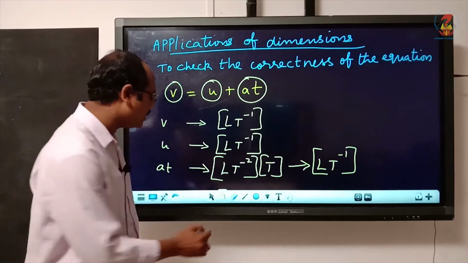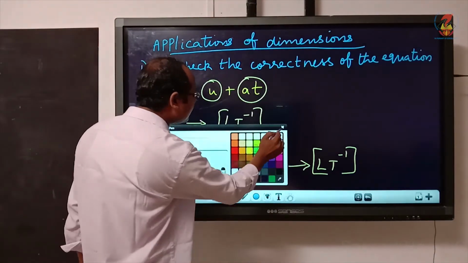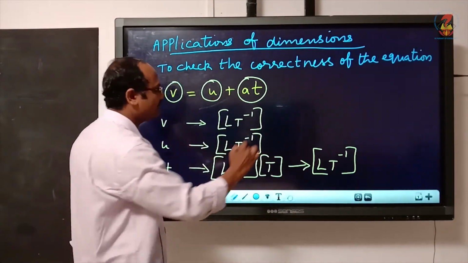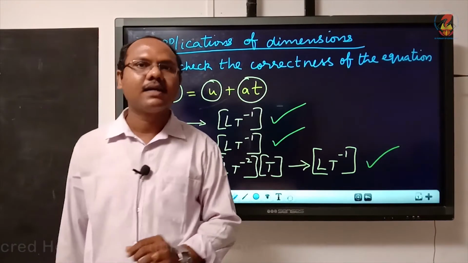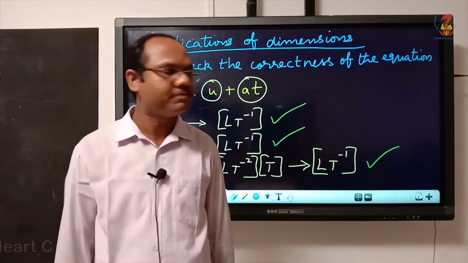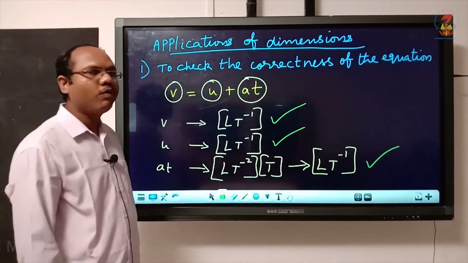So just see, I am taking each term. Dimension of first term, LT^-1. Dimension of second term, LT^-1. Dimension of third term, LT^-1. So you can say the equation is dimensionally correct. Got it? We will do one more exercise.